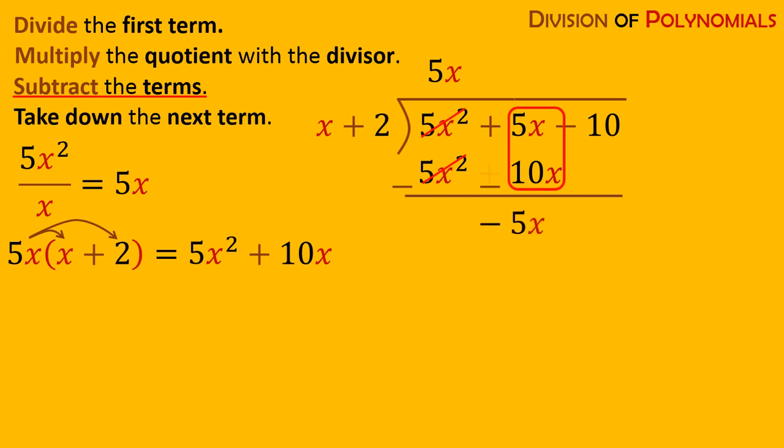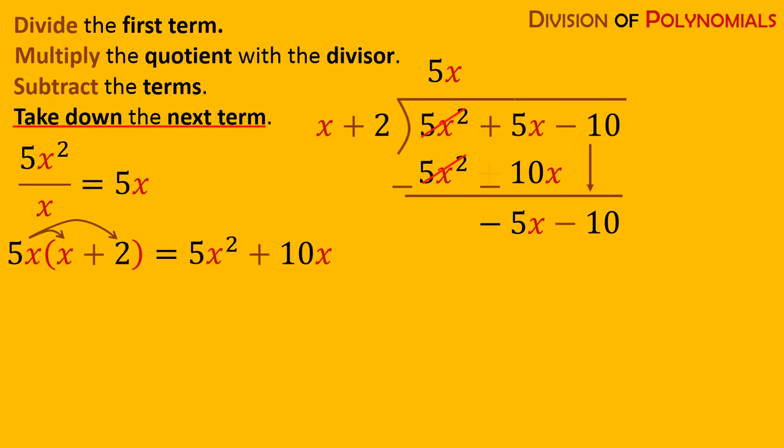So 10 minus 5, we got 5x, and we have a sign of negative because 10 is a number which has a larger absolute value. Okay, we have performed the 3 steps. Now we have to carry down or take down the next term, which is negative 10. So we are taking it down to the next step. Okay, we have performed all 4 of these steps.